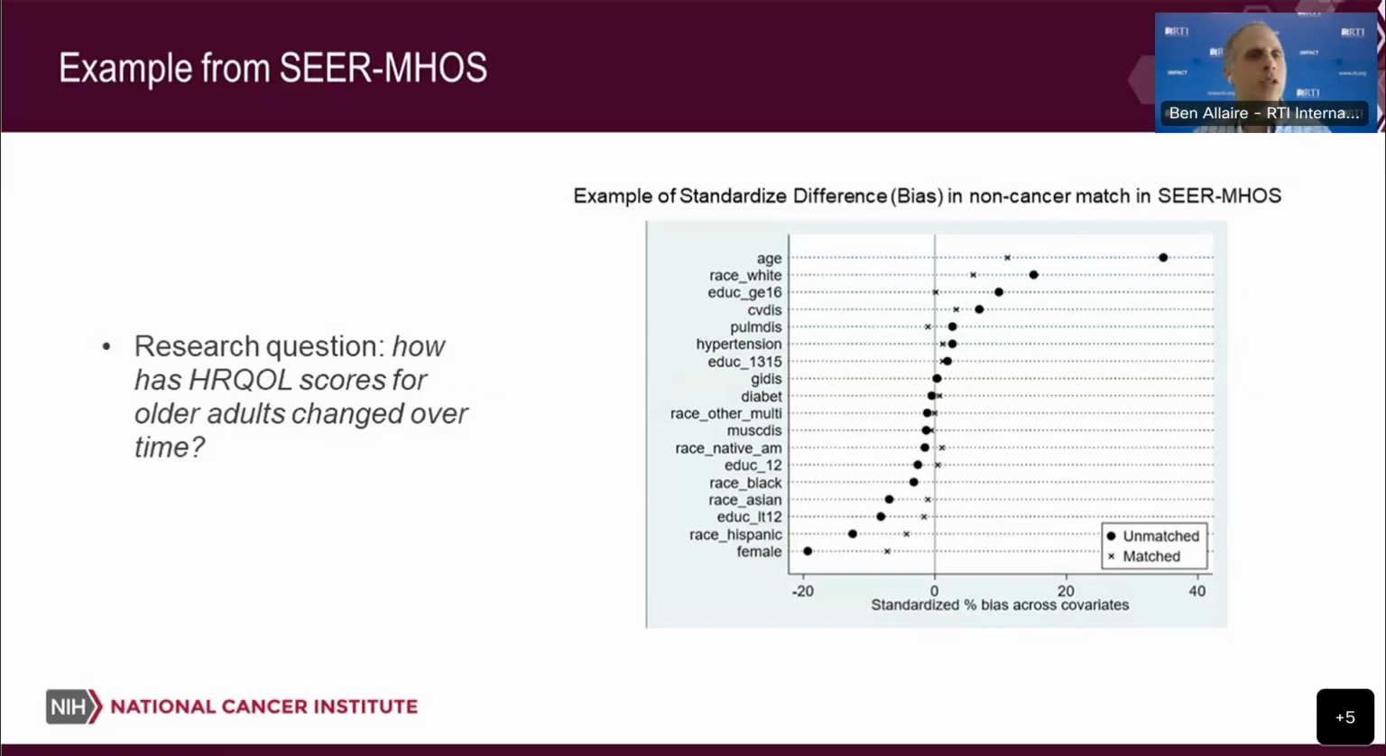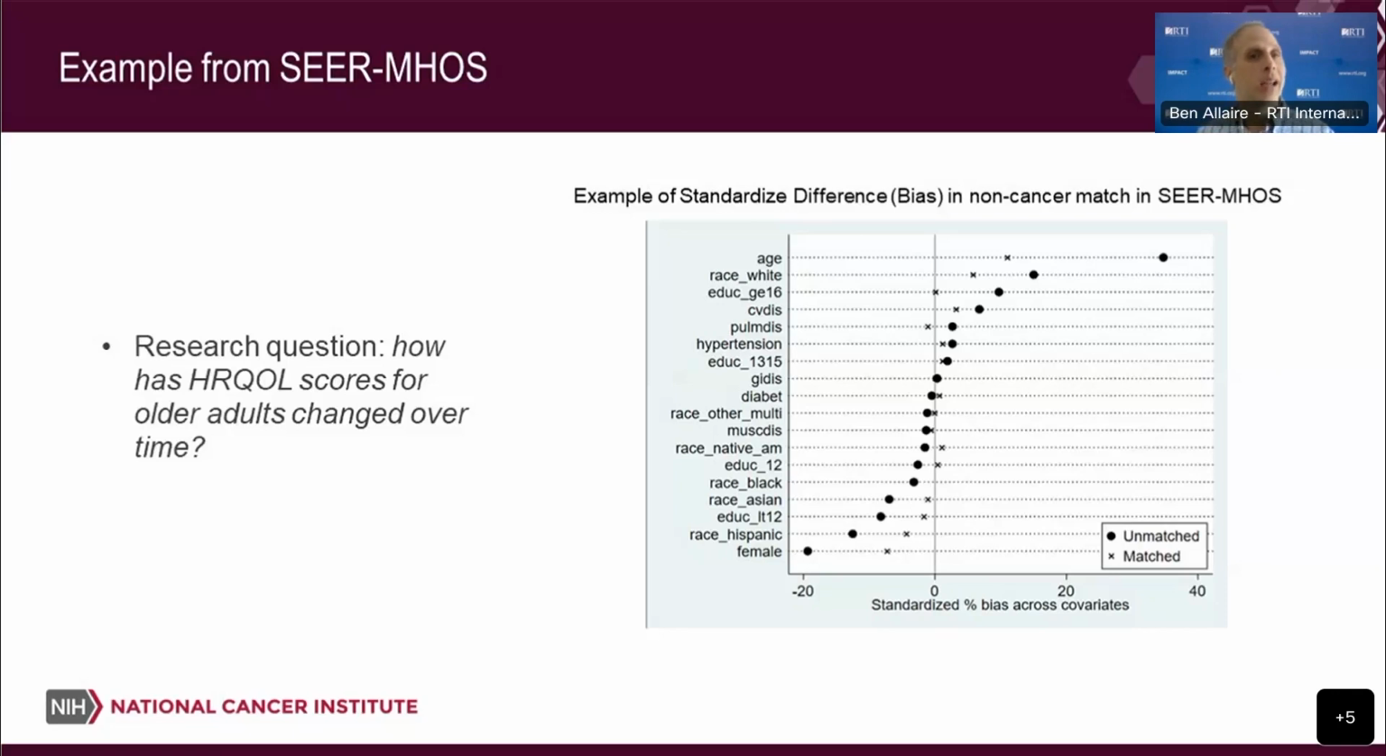All right, so I did want to take an example from SEER MHOS. This is a draft manuscript that we've partnered with NCI to produce, and we have done some matching with that. Now, the research question that we were looking at was HRQOL, which stands for Health-Related Quality of Life scores, and we were looking at how they have changed over time in the SEER MHOS sample.